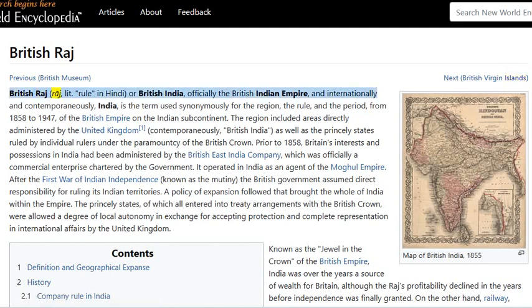British Raj, Rāj, lit. "Rule" in Hindi, or British India, officially the British Indian Empire, and internationally and contemporaneously, India, is the term used synonymously for the region, the rule, and the period, from 1858 to 1947, of the British Empire on the Indian subcontinent. The region included areas directly administered by the United Kingdom, contemporaneously British India, as well as the princely states ruled by individual rulers under the paramountcy of the British Crown.